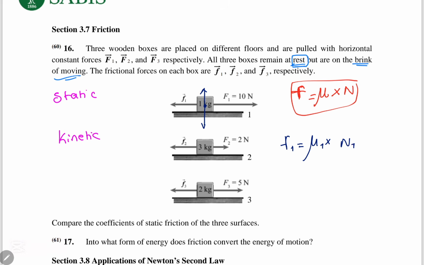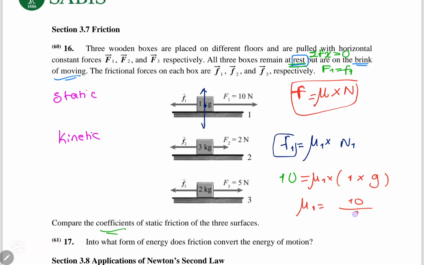So frictional force 1, we know that all three boxes remain at rest. What does this mean? This means that sigma Fx is equal to 0. That means F1 is equal to small f1. That means 10, okay? Oh, actually, excuse me, they want us to compare the coefficients, not find the forces of friction. So it's going to be 10 is equal to coefficient 1 times the normal push 1, which is 1 times g, for example. So mu1 is equal to 10 over g.